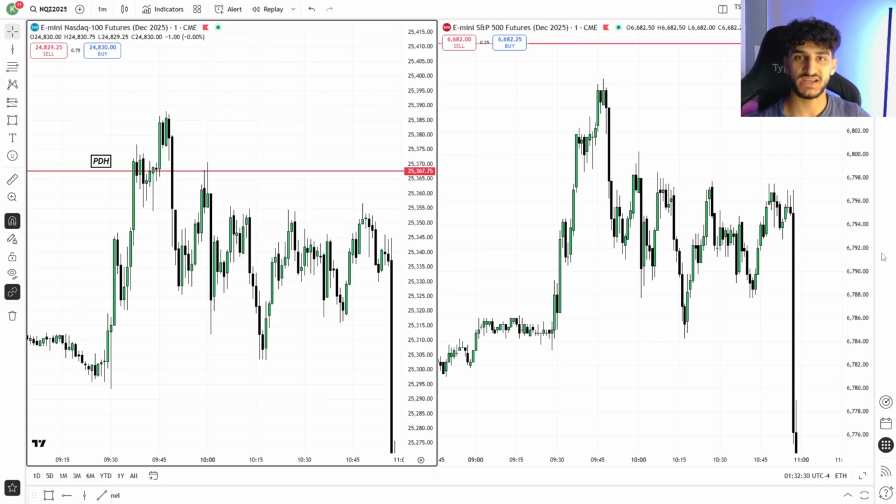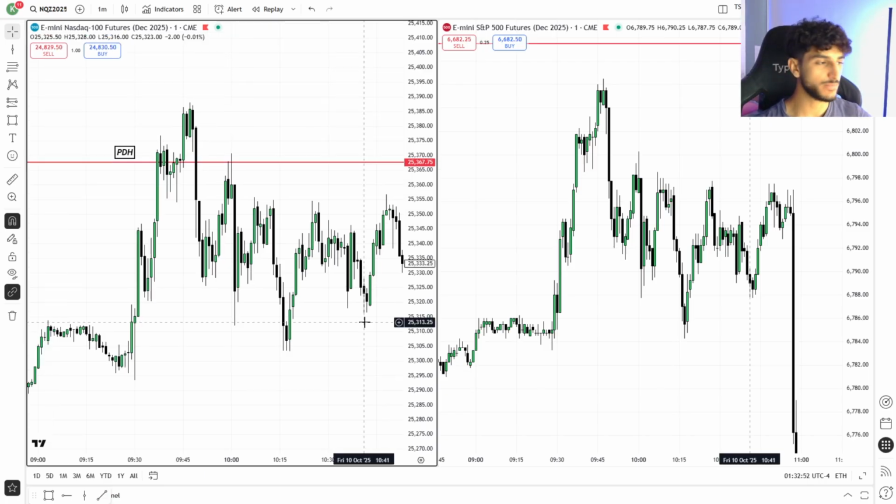So the first thing that I want to look for is a sweep of liquidity, whether that being a buy side liquidity or a sell side liquidity level getting swept. And the reason being is because price moves from liquidity to liquidity. So let's say price swept buy side liquidity, then price is going to be seeking sell side liquidity, and vice versa. If price swept sell side liquidity, it's going to be seeking some sort of buy side liquidity.